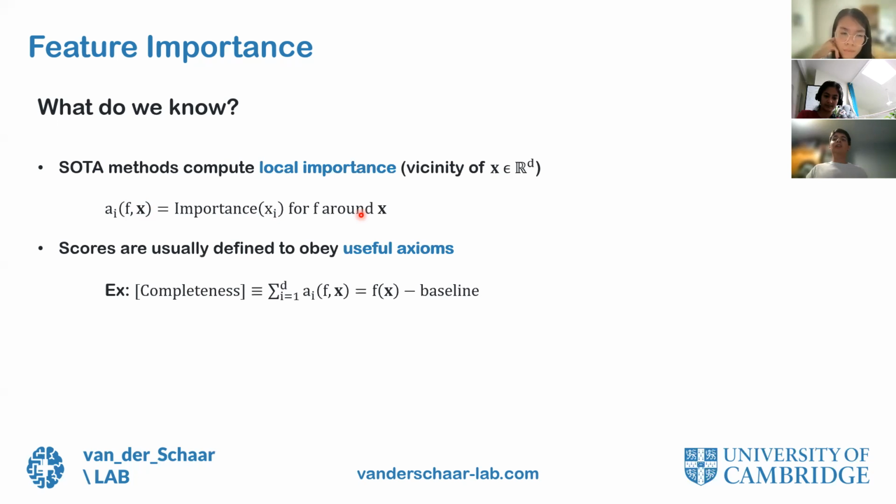Well, actually, there are infinitely many ways to do this. Fortunately, you can filter some possibilities by asking these scores to obey some useful properties. So here I've put a simple example of property, completeness. What completeness tells you is that if I take the sum of the importance scores, then I recover the black box function, the black box prediction up to a baseline. So this might seem a bit abstract now, but I'm going to illustrate this to make it more clear.